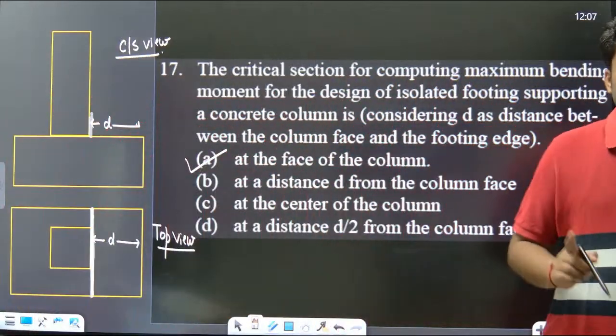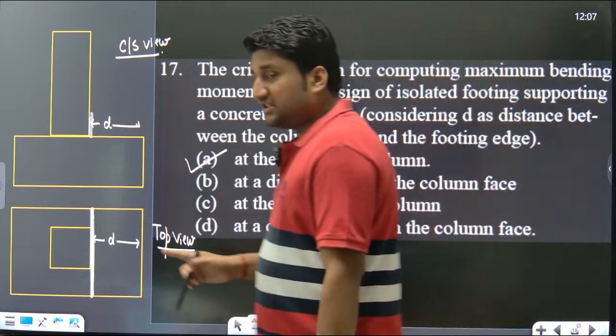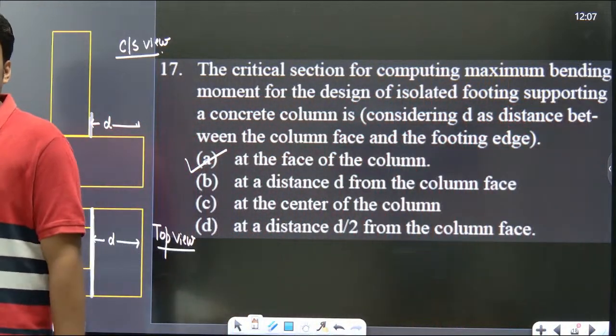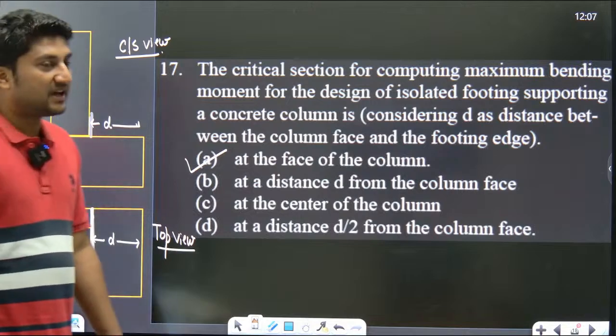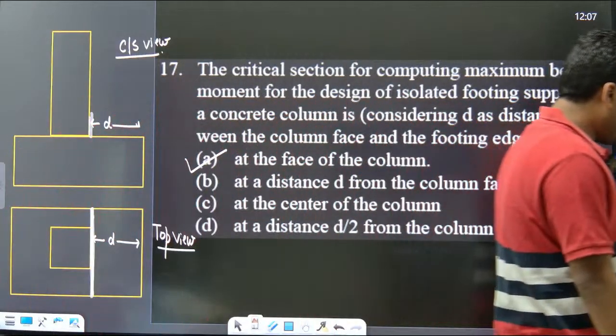This is not the check for two-way or one-way shear. This is the bending moment. So we'll get the maximum bending moment at the face of the column. Option A is the correct answer. Yes or no? Understood everyone?